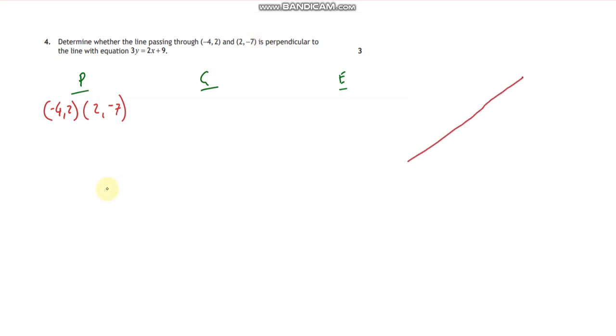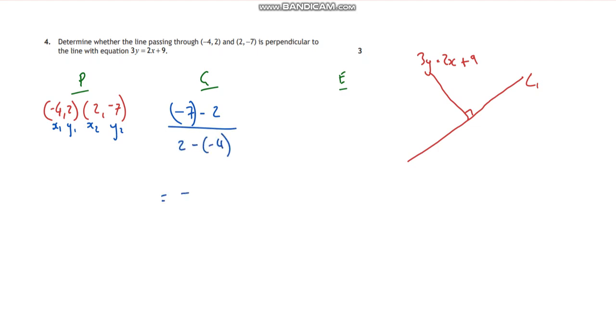Is that line there, let's call this line 1, okay, is that line perpendicular to line 2, where it's 3y is 2x plus 9. Okay. Well, let's work out what the gradient of this line is. So y2, I'll just label them up. So y2, take away y1, divided by x2, take away x1. So you've got -9 over 6. So you've got -3 over 2, that's your gradient.